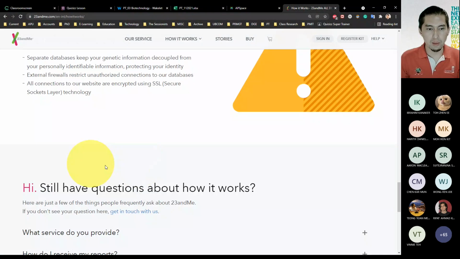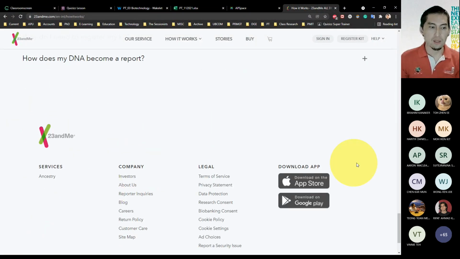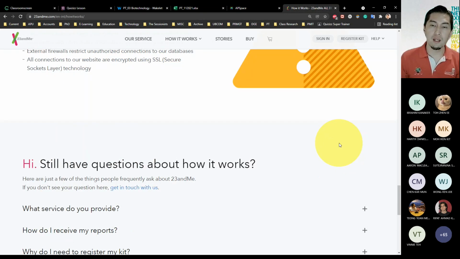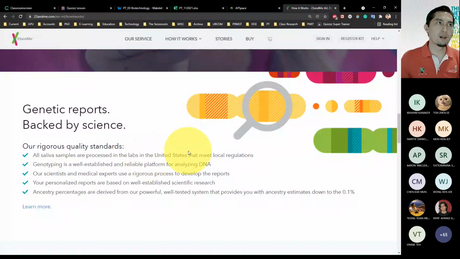I thought they would have some examples here, but I don't see it now. Anyway, this is only one of the many companies doing this today. It's not just for the fun of it. You're actually finding out a lot of more relevant details, your medical conditions and issues and so on.